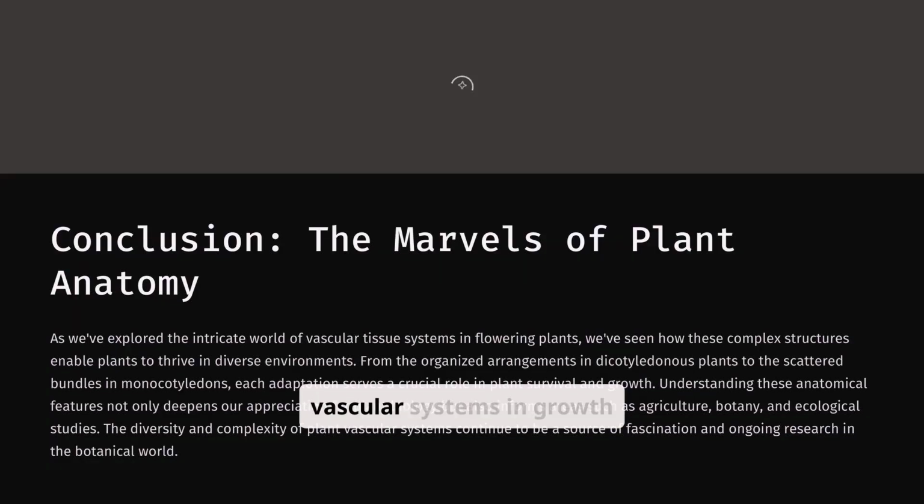Summarize the roles of vascular systems in growth and survival, emphasizing their complexity and importance to botany.